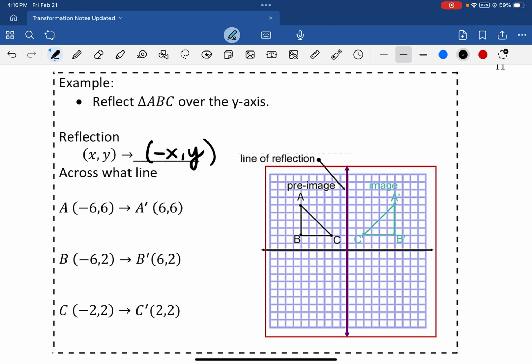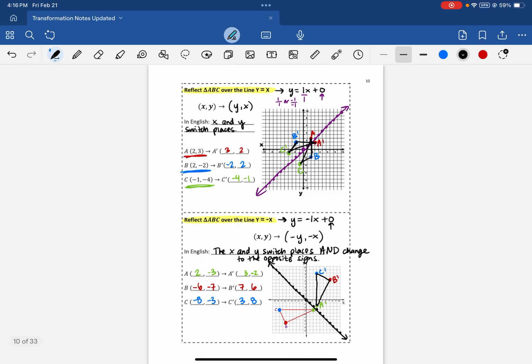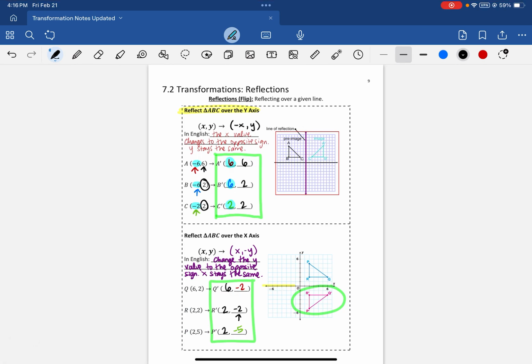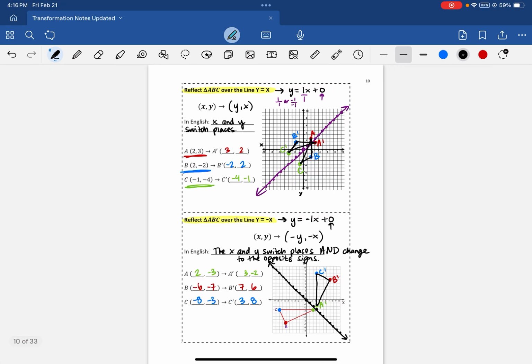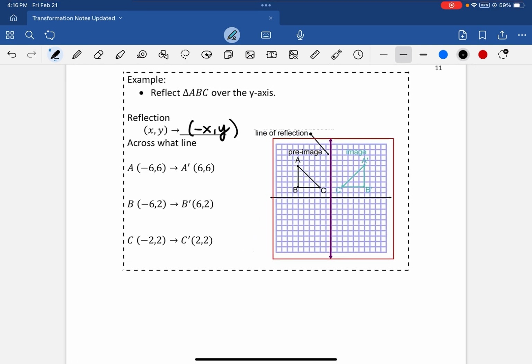Sometimes I might just ask you for the rule and give you all the information. It's already graphed, I already have all my points, and you just have to write the rule. So we just went over 5 examples: 1, 2, 3, 4, 5. We did the y-axis, x-axis, y equals x, and y equals negative x. And then we did an example where you just wrote the rule.